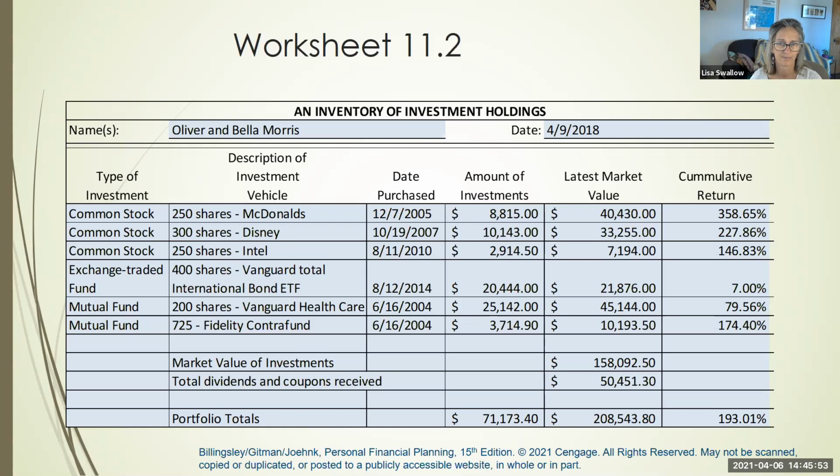Michaela? I'm sorry, I'm a little lost. Okay, let's start back here. Make sure that you guys all understand what these things mean. Amount of investment is what? That's the cash I bought it for in 2005. So I divided that 88.15 by 250 shares, just for giggles. You don't need it for this, but I paid about 35 bucks a share for it. Latest market value is what we're just going to learn in a second.